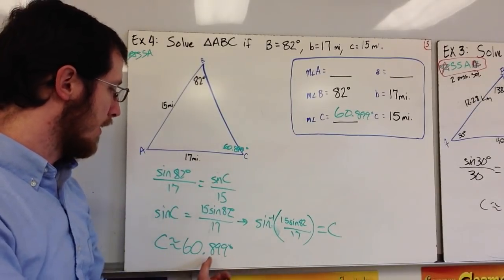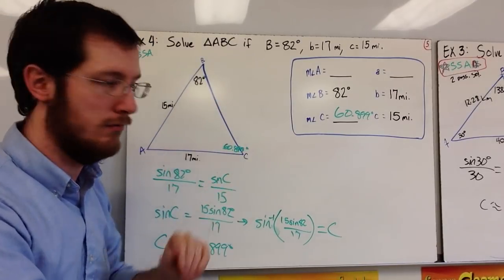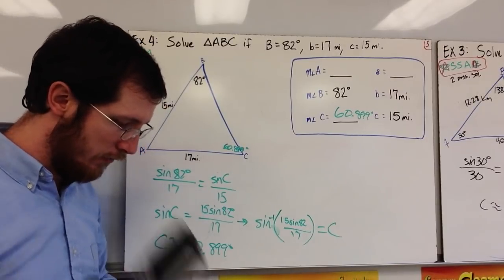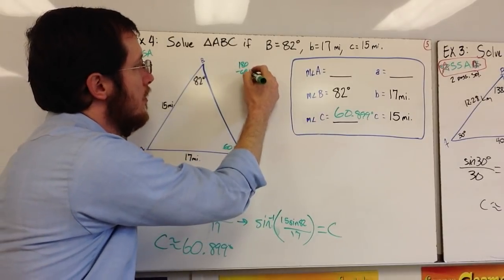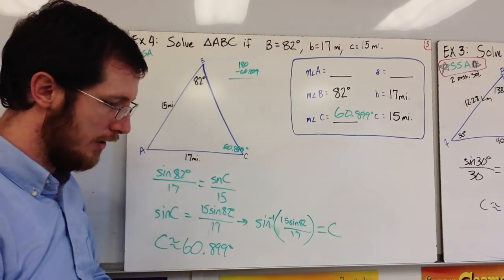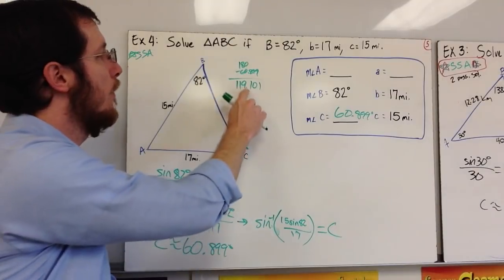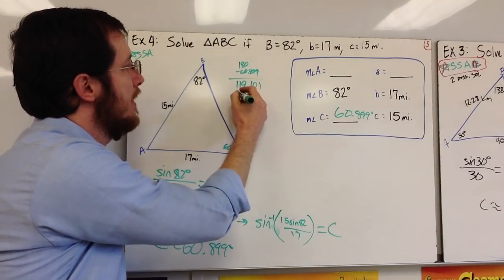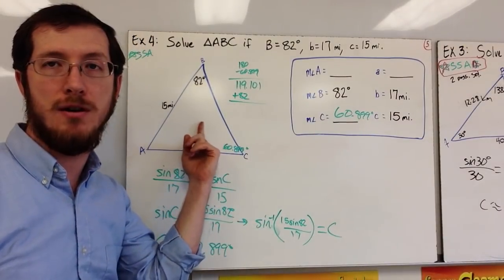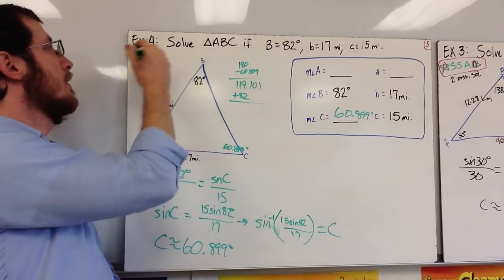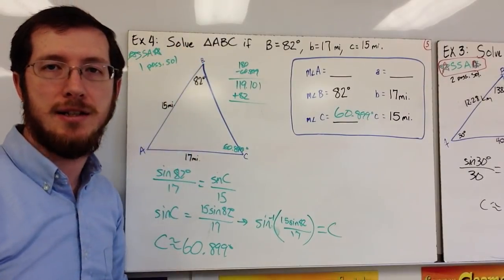Now, again, we want to subtract that from 180 and see if this angle plus this angle is still legitimate. Okay, so if we do so, 180 minus 60 and change, then we're going to get 119.101. And what happens if we add these two together? So 119 plus 82, I don't know what that is, but I know it's going to be more than 180, and that's impossible in a triangle. So this is a good example of one possible solution for a side-side angle.